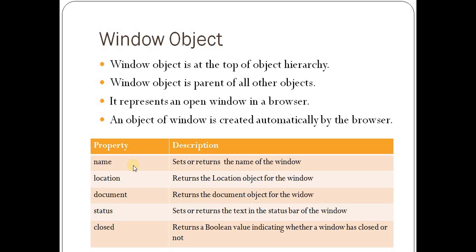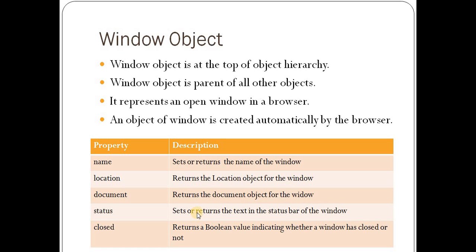First property, name. You can set or it will return the name of the window. Next one, location. Location is going to return the location of that object. That is, basically it will return the location of the document that you have saved. Document returns the document object for the window. Whichever document you have loaded, it is going to return that document.